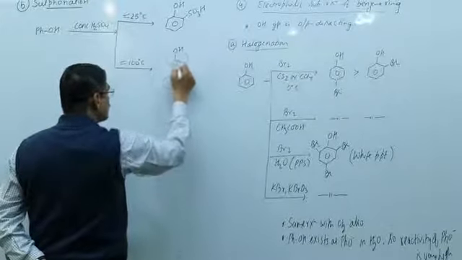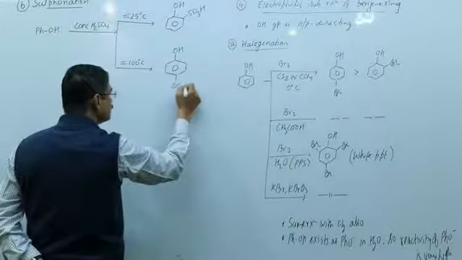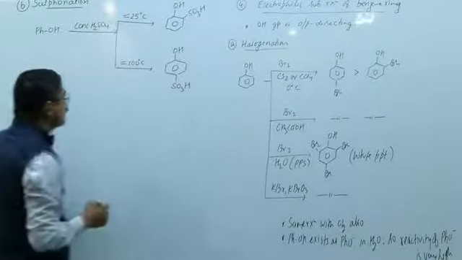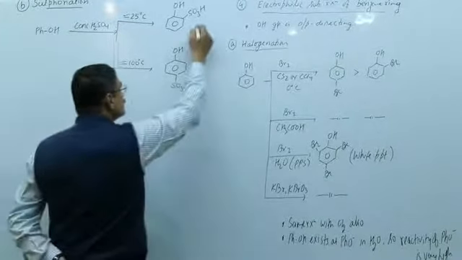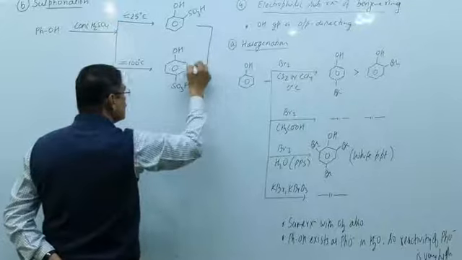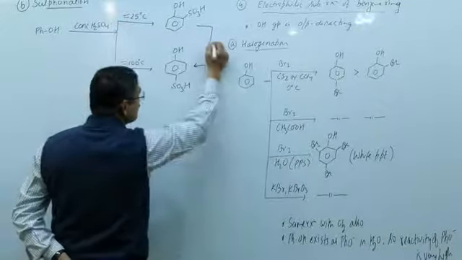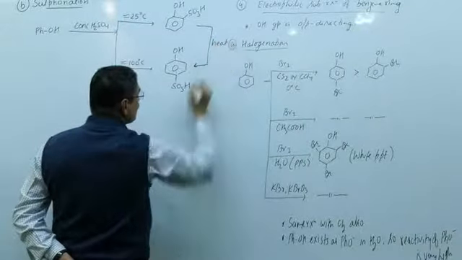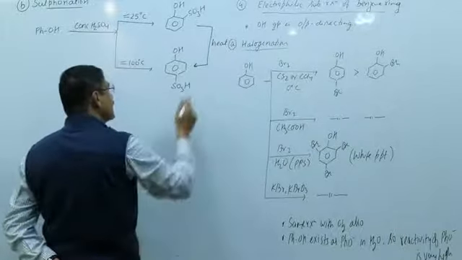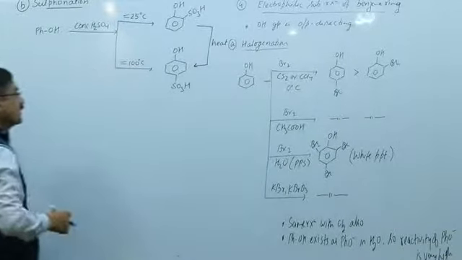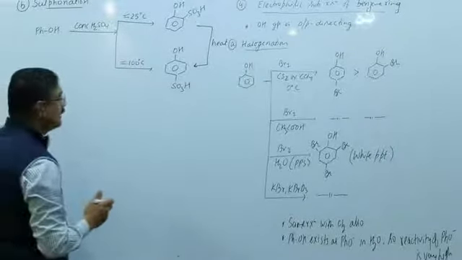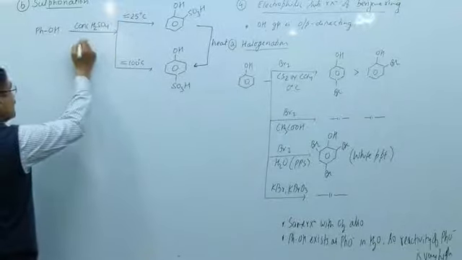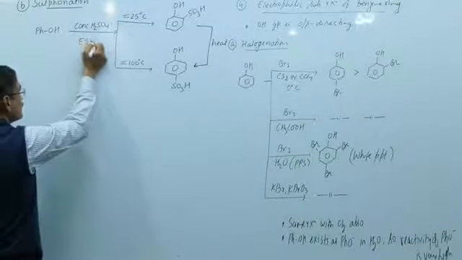the para-hydroxy benzene sulfonic acid is the major product. If I increase the temperature, the ortho-hydroxy isomerizes into para-hydroxy benzene sulfonic acid. So this is the sulfonation reaction, and the reaction mechanism is electrophilic substitution reaction.